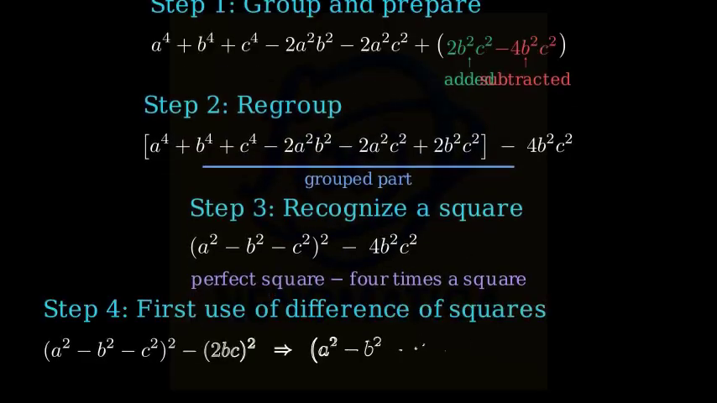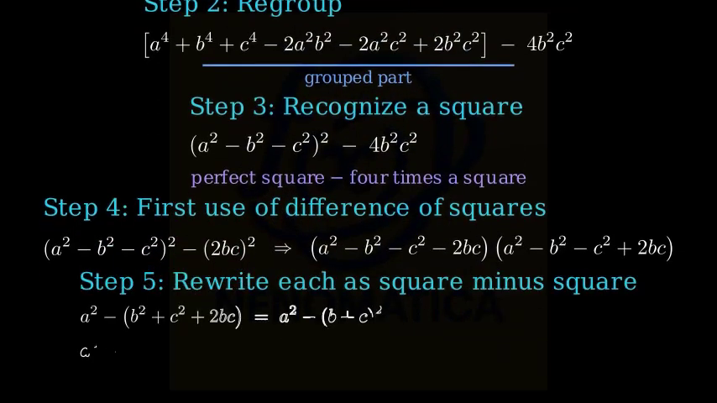Step 4. Apply difference of squares for the first time. We use x squared minus y squared equals x minus y times x plus y, with x equal to a squared minus b squared minus c squared, and y equal to 2bc. Step 5. Rewrite each factor as a square minus a square. Inside each parenthesis, recognize b squared plus c squared plus or minus 2bc as the square of b plus c or b minus c, respectively.